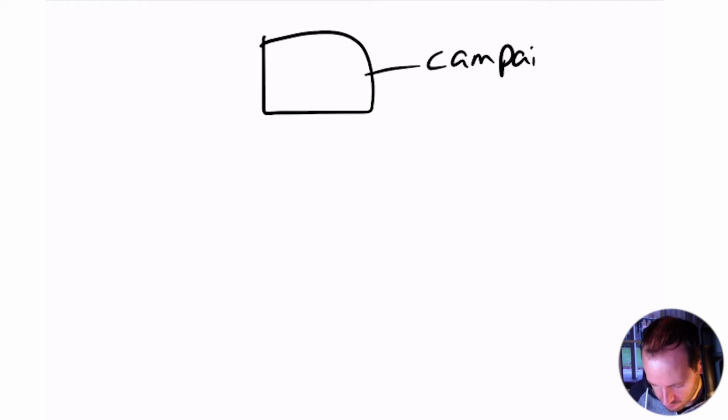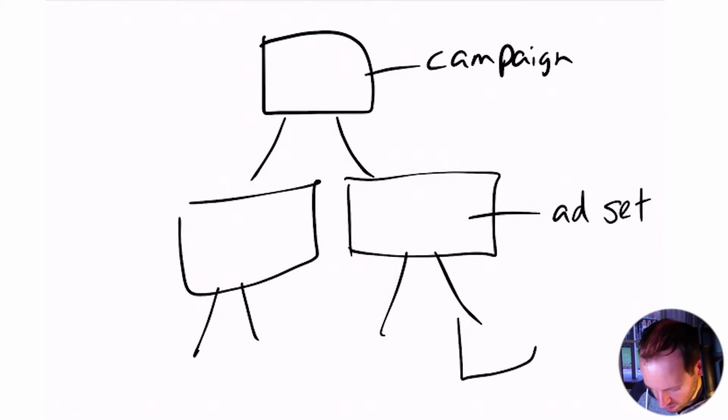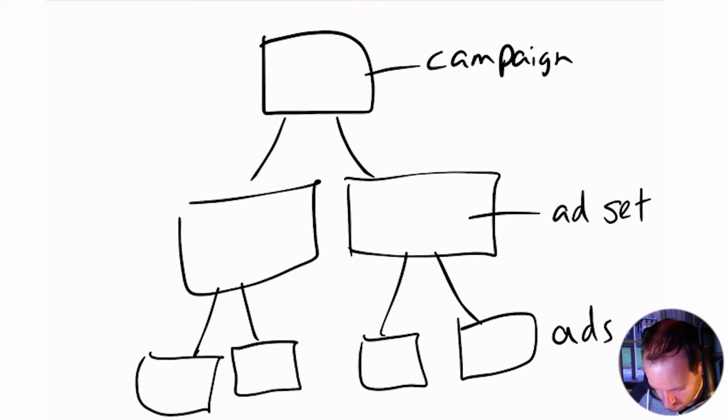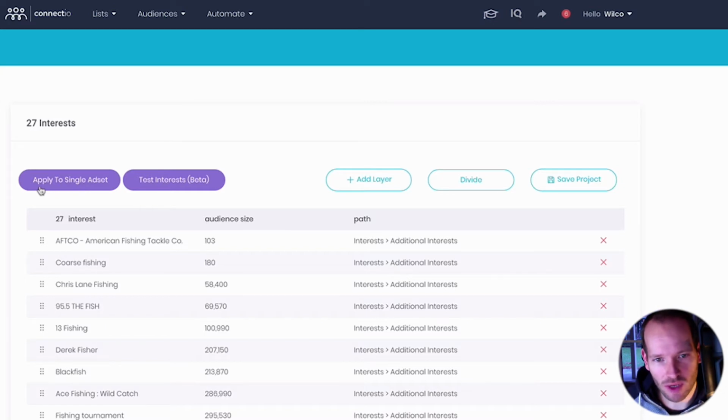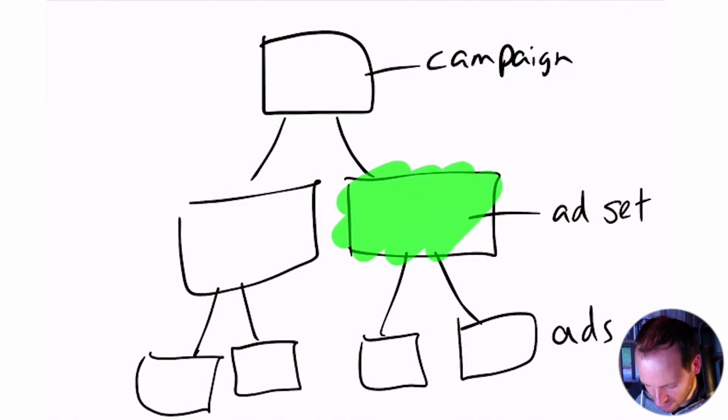So as you probably know, every campaign is set up like this. On top, you'll have your campaign. Below that, you'll have ad sets. And inside all of your ad sets, you will have Facebook ads. So if you click on this option right here, apply all to single ad set, then what's going to happen is that all these interests are going to be added to an ad set that you already have set up inside your Facebook ads account. Now in this video, that is not what I want to focus on.